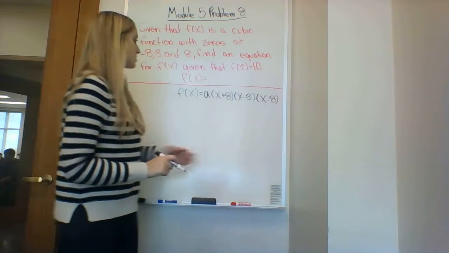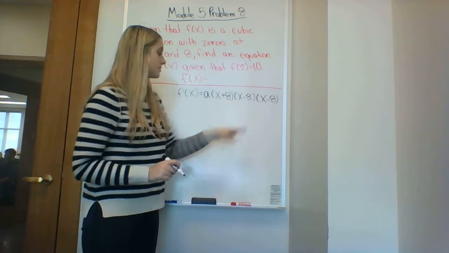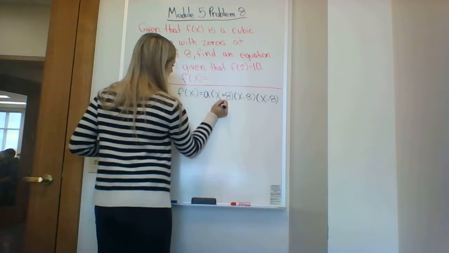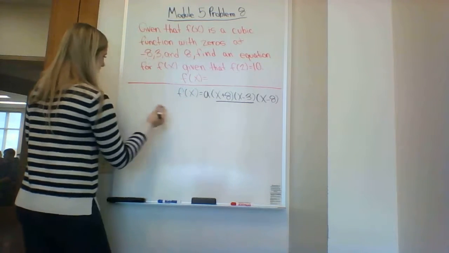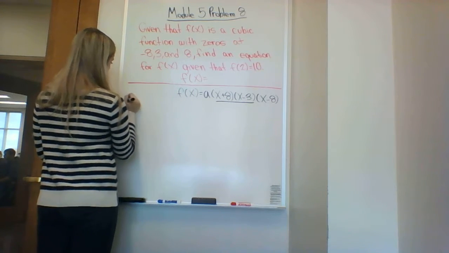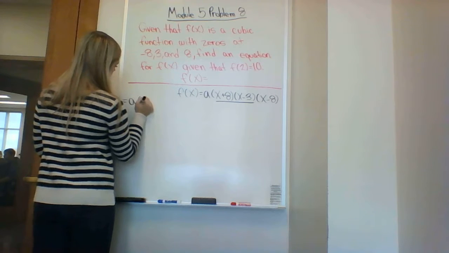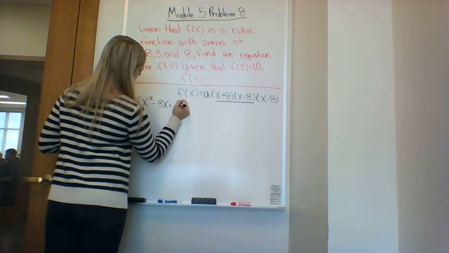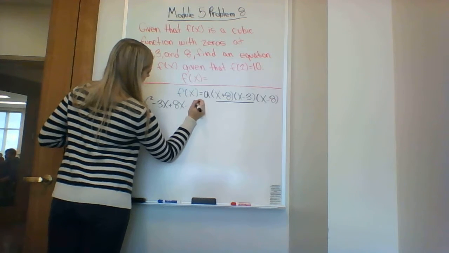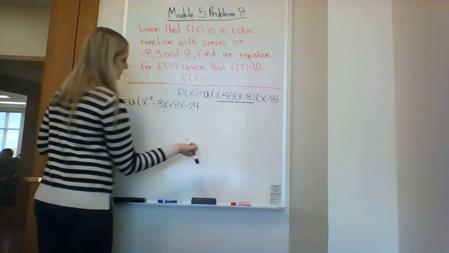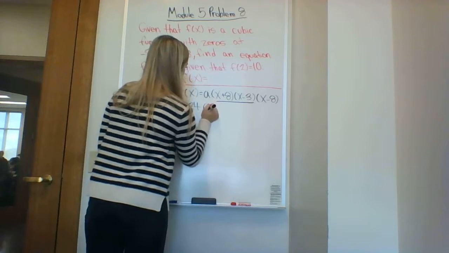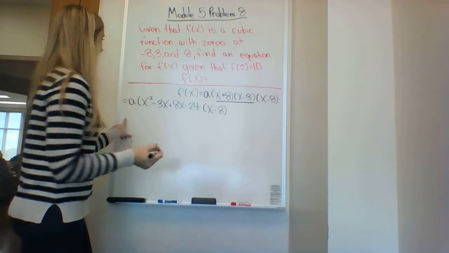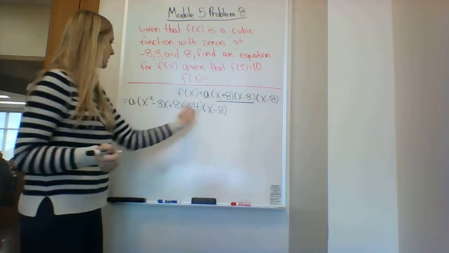Now we're going to go ahead and distribute our factors so we can get it into the standard form. I'm going to first just work with these two and distribute those out. So we're going to have f of x equals a, x squared minus 3x plus 8x minus 24. Then we're going to go ahead and bring down our x minus 8 and distribute that to this entire parabola here.